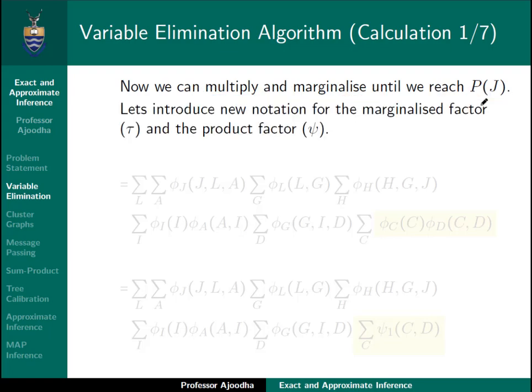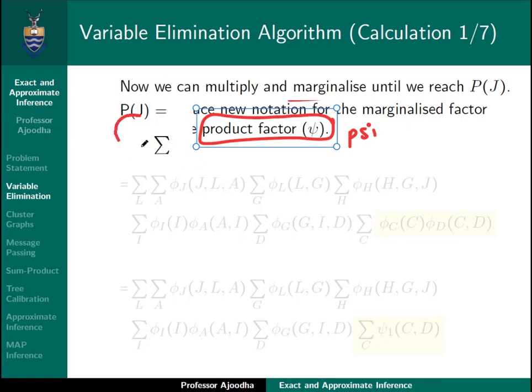So we're going to create some new notation. After we multiply, we're going to call whatever results from the multiplication the product factor or the factor product, which is going to be denoted by psi. I always get these confused. Psi, and then we're also going to introduce the marginalized factor. After we marginalize the psi, we're going to end up with a tau. Okay, so tau is going to be used for the factor after being marginalized.